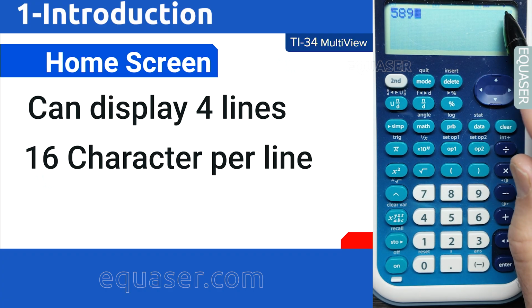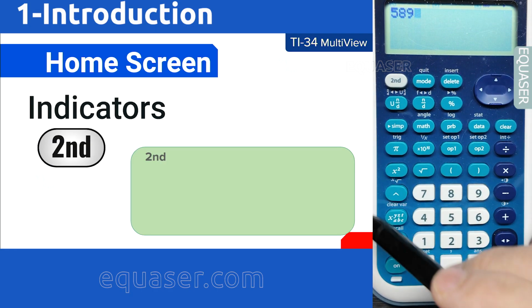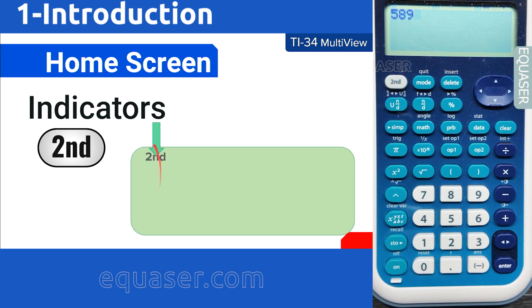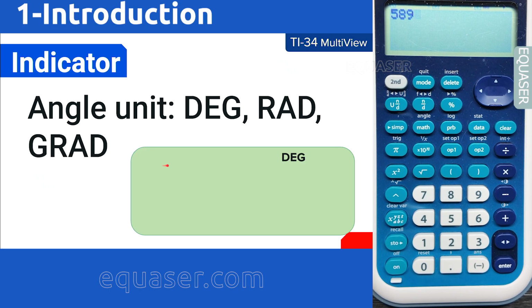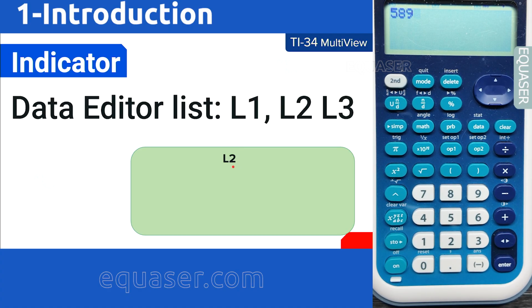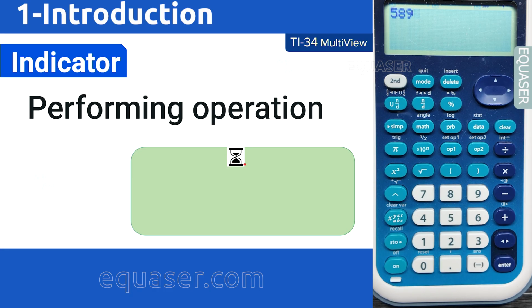This calculator can display 4 lines and 16 characters in each line. When you operate certain functions of the calculator, it has an indicator on the screen. If you press the second function key, you will see 2nd on the screen. If you have the unit set to radian or degree, you will see it like this. If you select scientific notation or functions, you will see SCI. If you are working with a data editor, list 1, 2, or 3, it's shown like this. And if you see this symbol, it means an operation is being performed, so please wait.